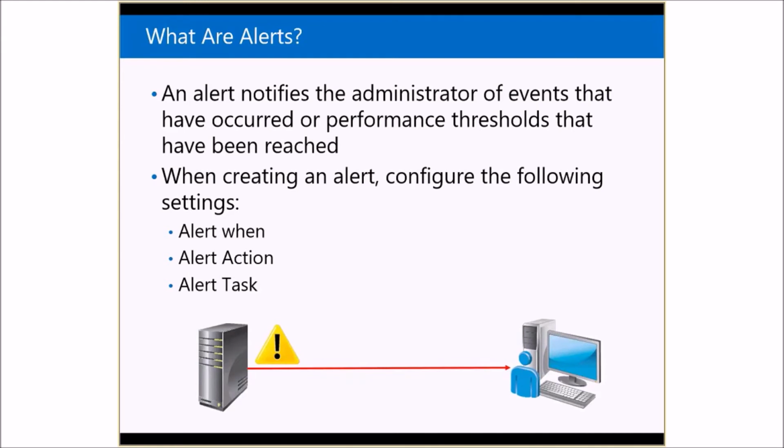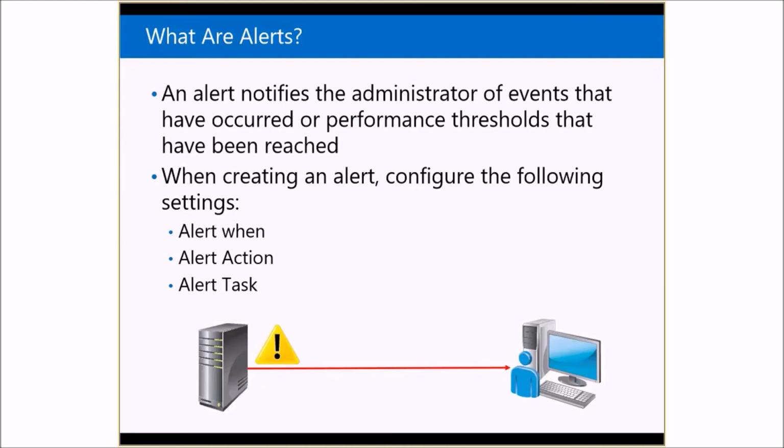So basically, what are alerts here? When we're measuring something with our performance counters, wouldn't it be good if something just popped up and said, hey, the memory usage on your server has just hit 90%? Wouldn't that be good? Instead of you constantly watching it. No one's going to be constantly watching it, are they? It's great to have those logs and all those performance things and the ability to look at the live data. That's great. But wouldn't it be good if something actually told you about it instead of you having to look at it? That's what an alert is. An alert notifies the administrator of an event that has occurred or a performance threshold that's been reached.